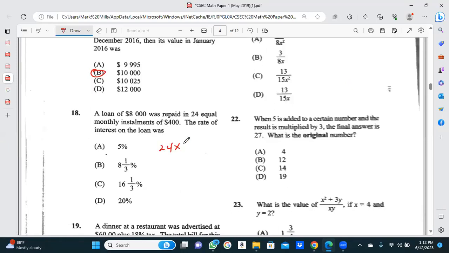24 times 400. Sir, I didn't see when you were working on 17 the last time. Could you please work it out? Come again.